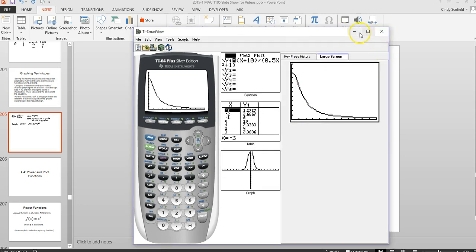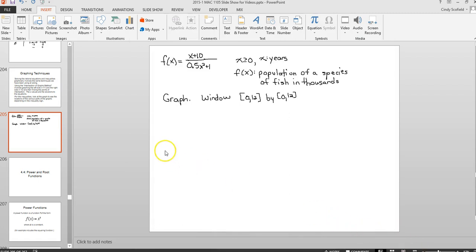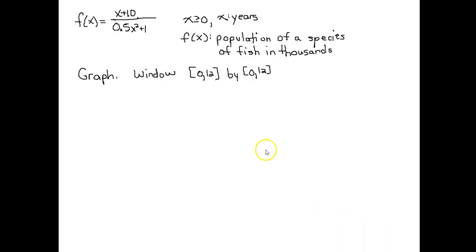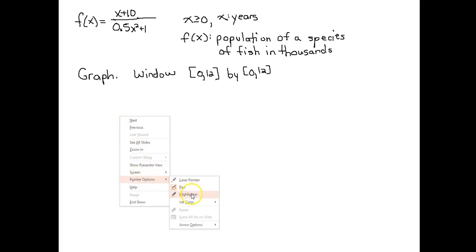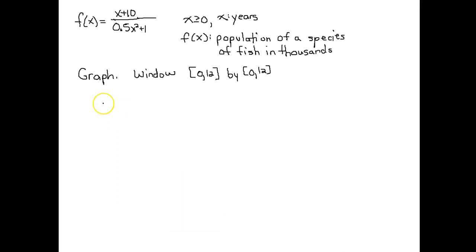So based on our graph, I can go ahead and say that we have this graph here. Looks like this. And at x equals 0, y is 10. So the initial population of the fish is 10,000.